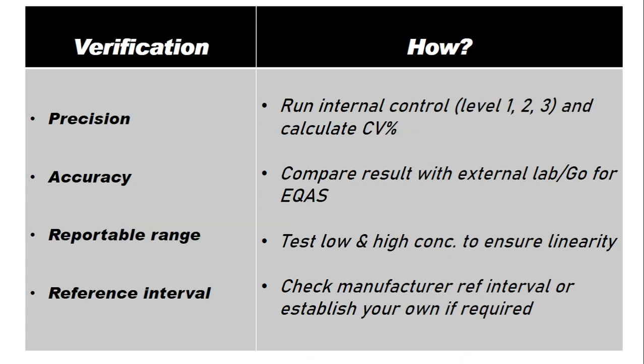Now the approach for verification is here. Check the precision of the method. For this, the lab must run control and calculate the CV percentage. To check accuracy, compare your lab result with a reference lab or participate in an external quality assessment program to know your deviation status. For reportable range, test low and high calibrators to ensure linearity. And for reference value, you can align with the manufacturer or establish your own.